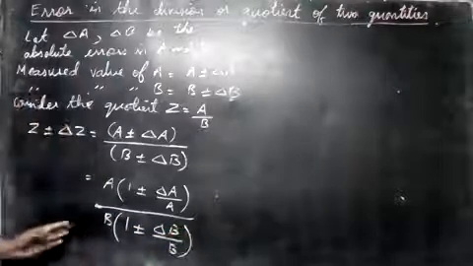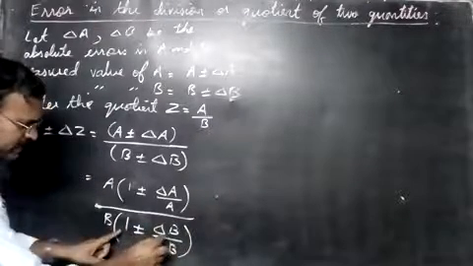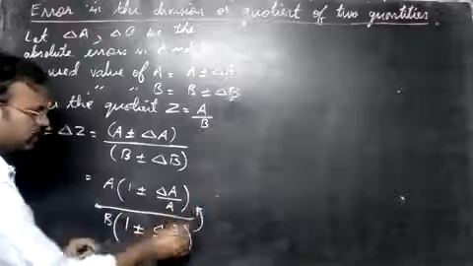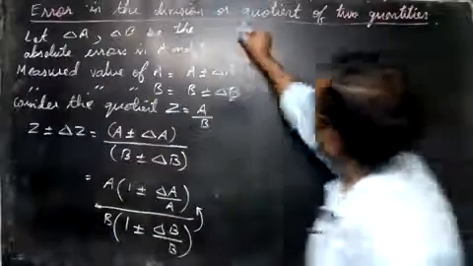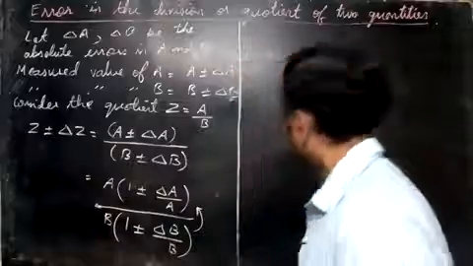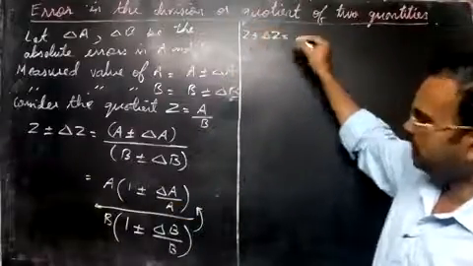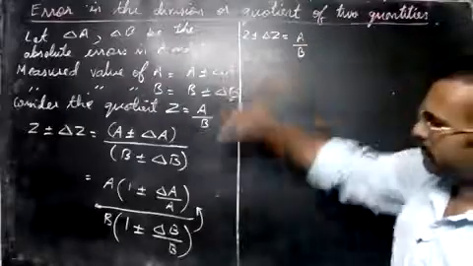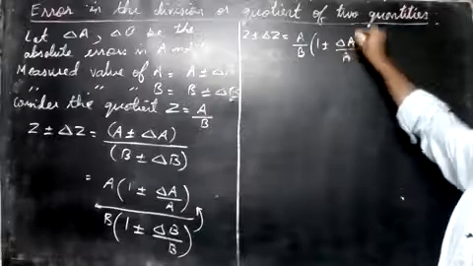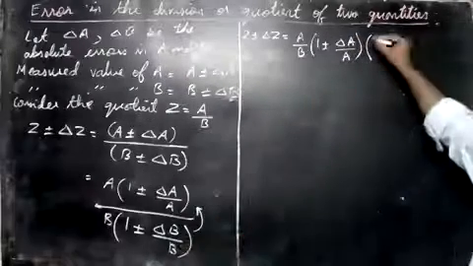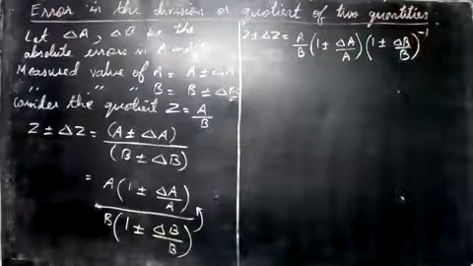Now let's rearrange and write here. I'll take the denominator term, 1 plus or minus delta B by B, to the numerator, so the power minus 1 will happen. So on the left side we get Z plus or minus delta Z is equal to A by B, which is Z, into 1 plus or minus delta A by A, into this quantity, 1 plus or minus delta B by B to the power minus 1.